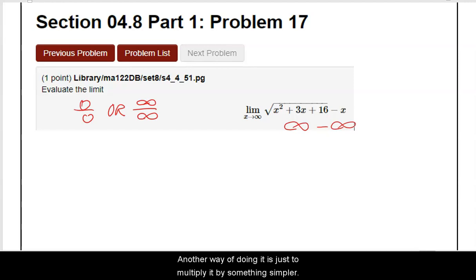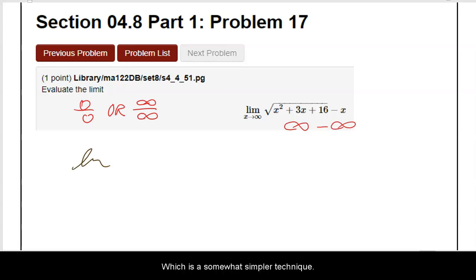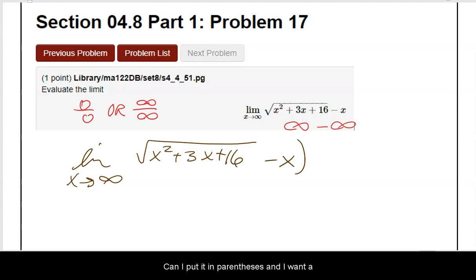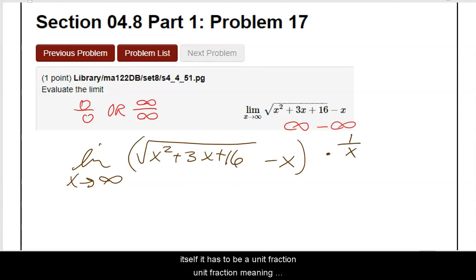Another way of doing it is just to multiply it by something simpler. In this case, to multiply it by 1 over x over 1 over x, which is a somewhat simpler technique. Okay, so let me write it down for you. The square root of x squared plus 3x plus 16 minus x.